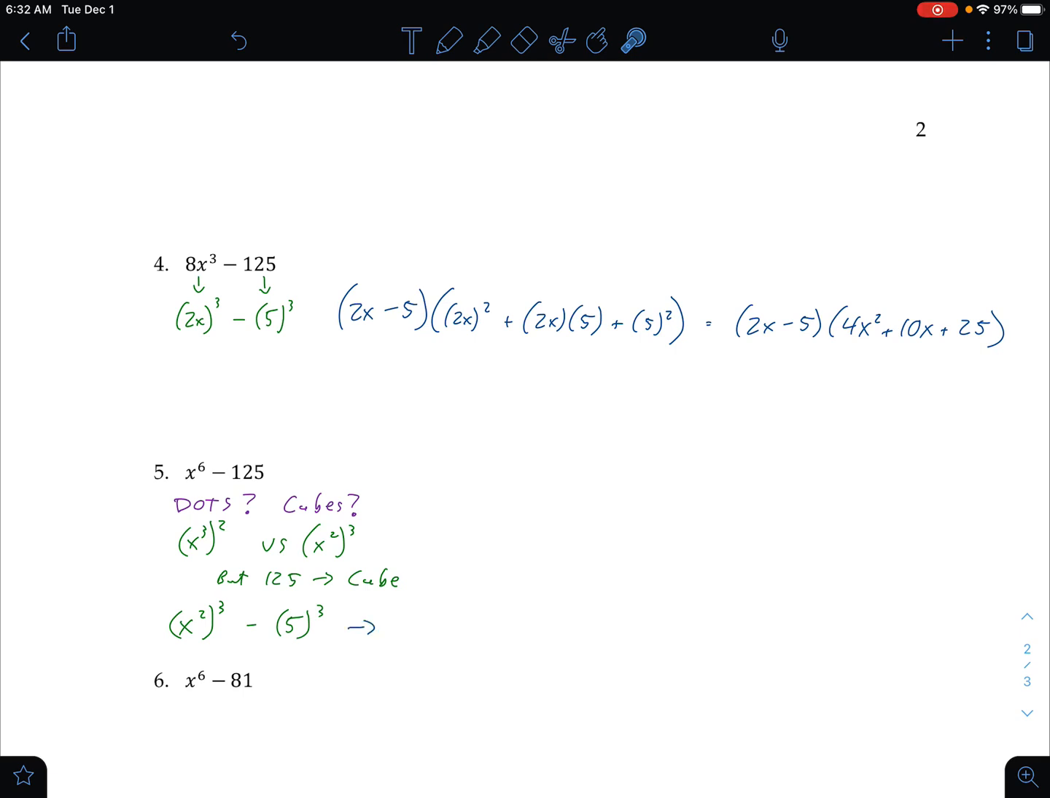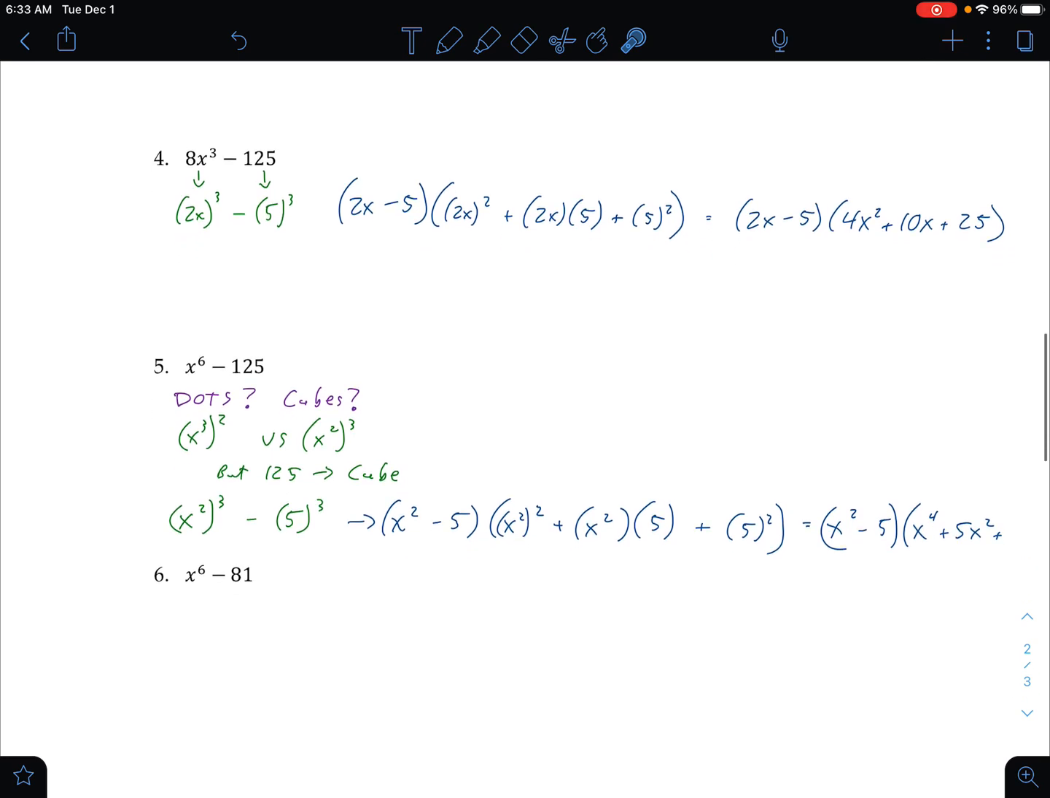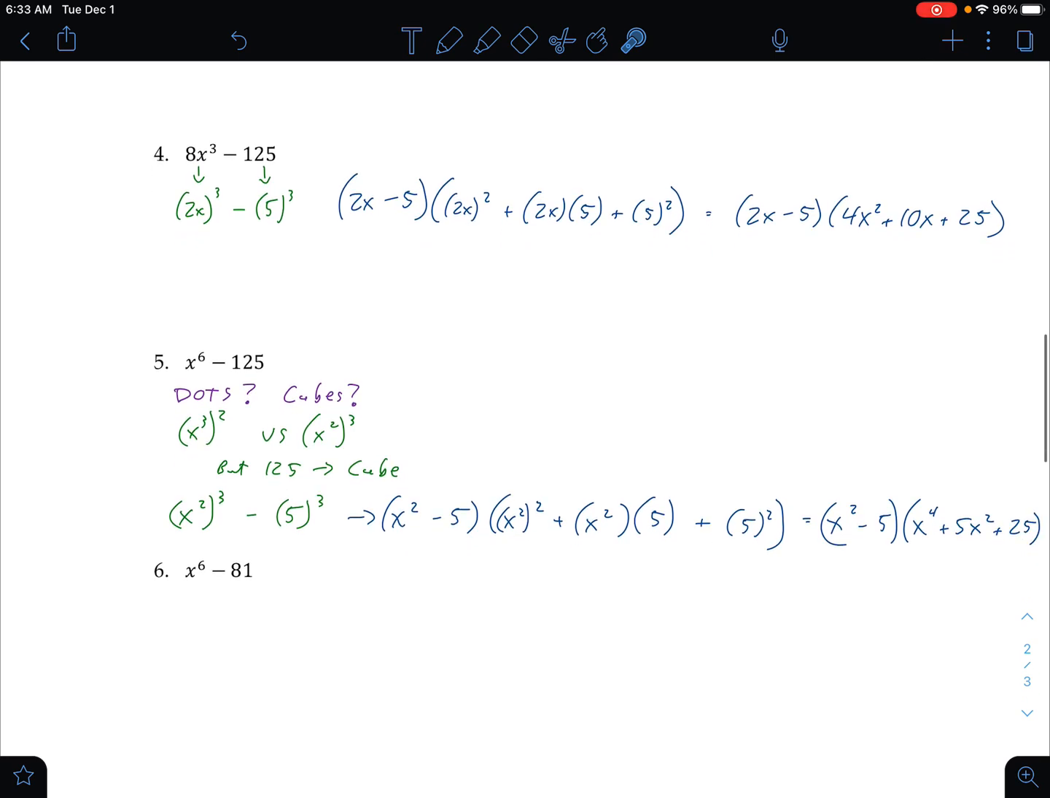I'm going to use my x squared and my 5. X squared minus 5. Next one's going to be plus in my trinomial, x squared squared. Here's my plus. X squared times 5. Again, always plus 5 squared. It's going to be my 25. So there's my x squared minus 5, x squared squared, that's x to the 4th, plus 5x squared, plus there's my 25.